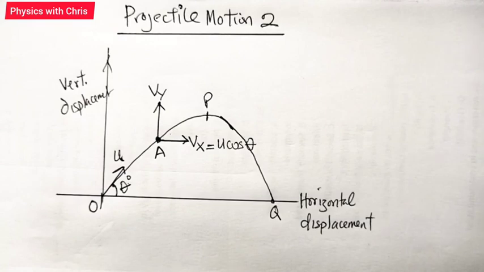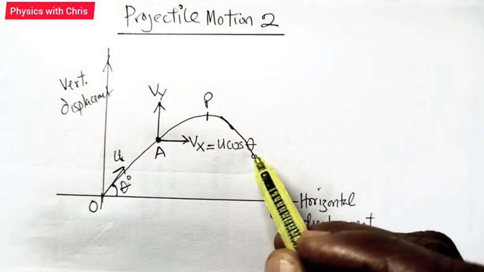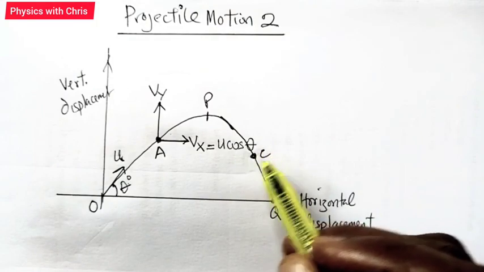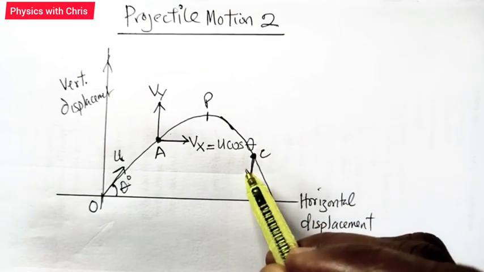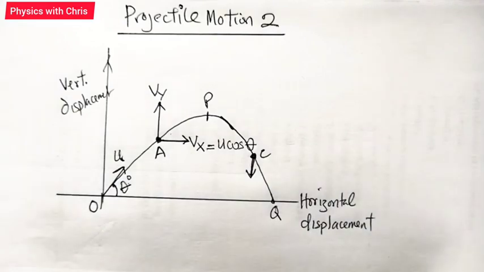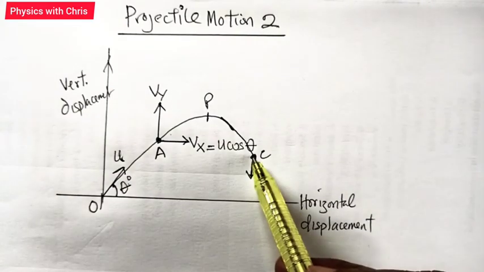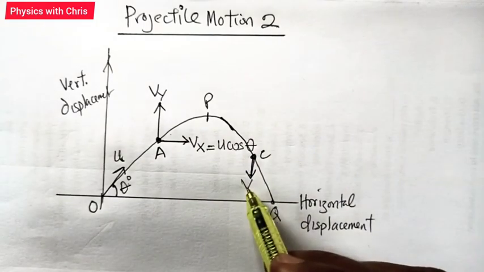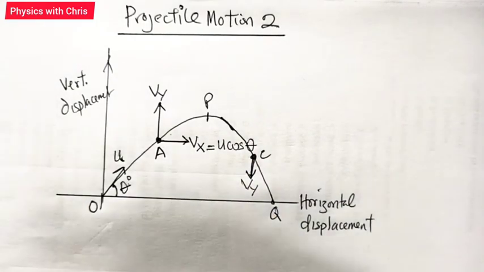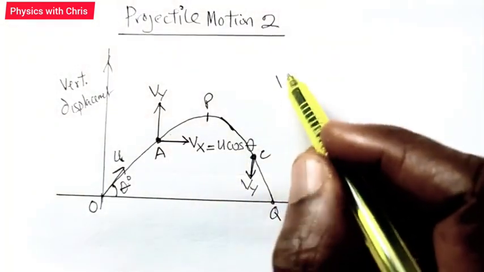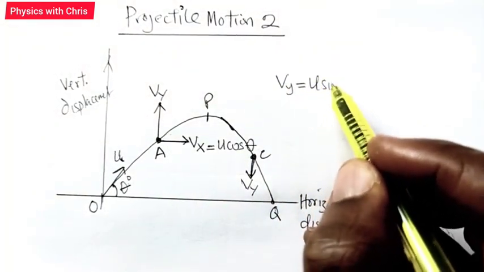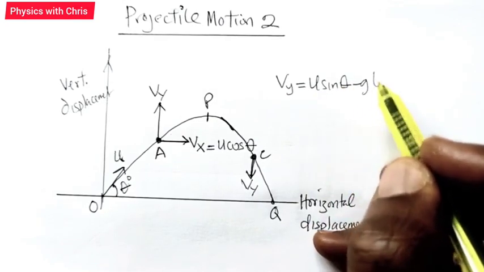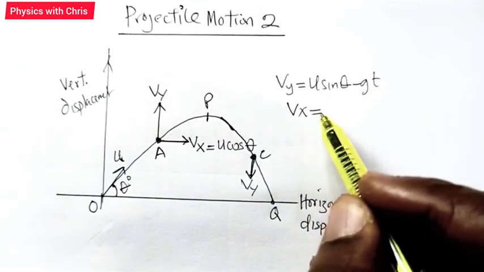And then we said vertically that the vertical velocity is affected by the force of gravity, and therefore the body accelerates. If it is moving upward, that's the deceleration. When it's moving downward, that is the acceleration. For instance, if the body is somewhere here, let's call this point C, the vertical velocity is in the downward direction, so this time around it increases as it passes point P. And then we wrote down two equations, one for Vy, which is u sine theta minus gt, and for Vx, which is just u cos theta.